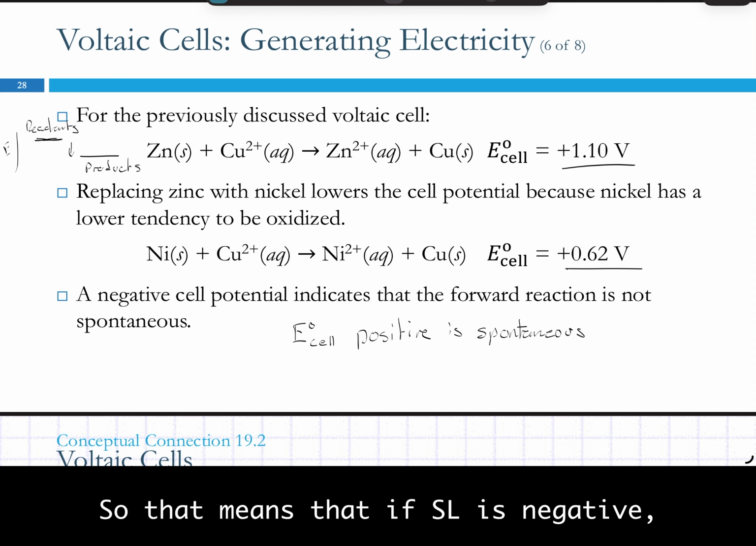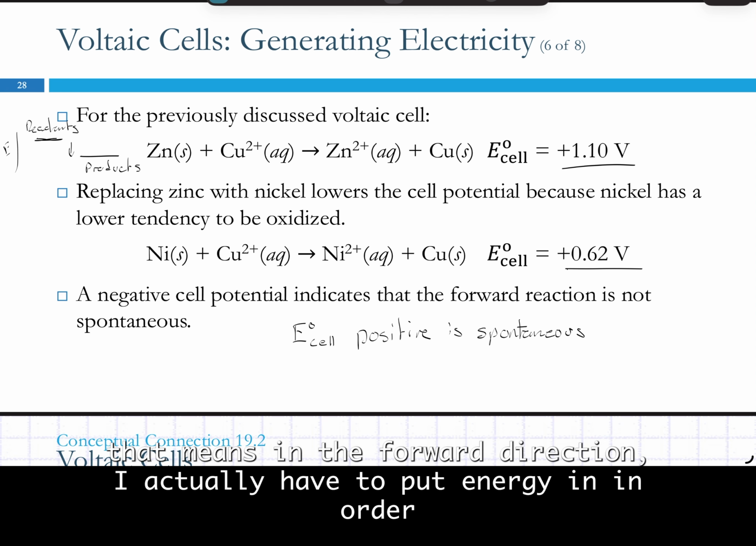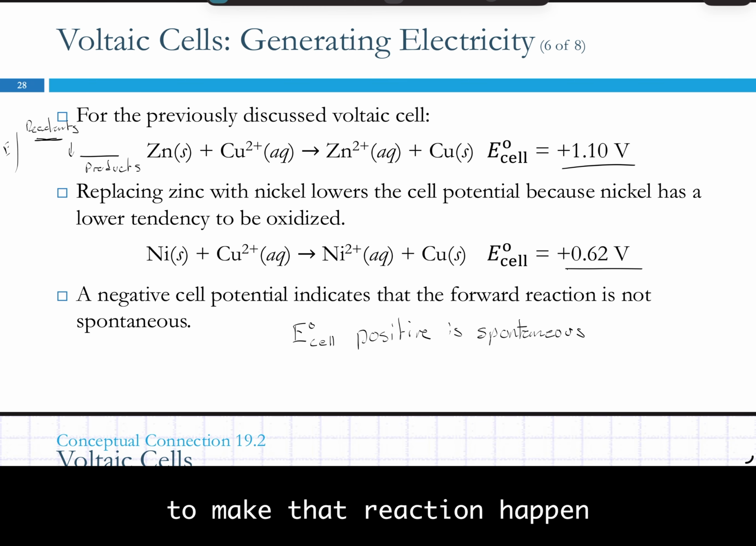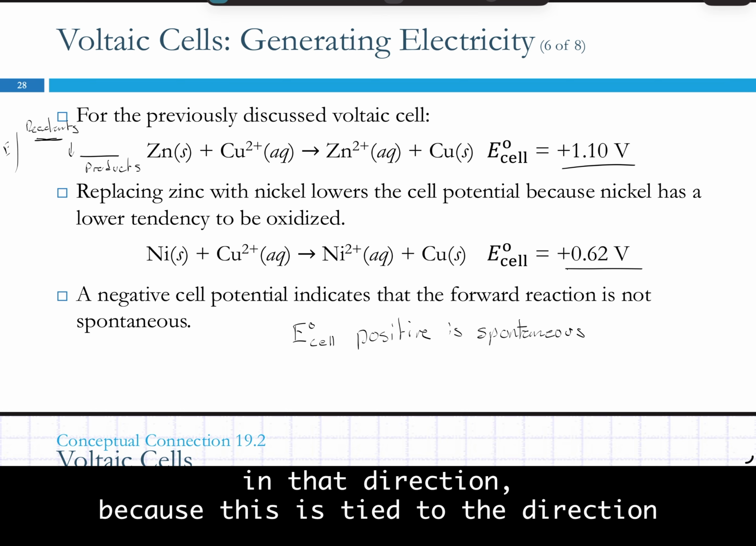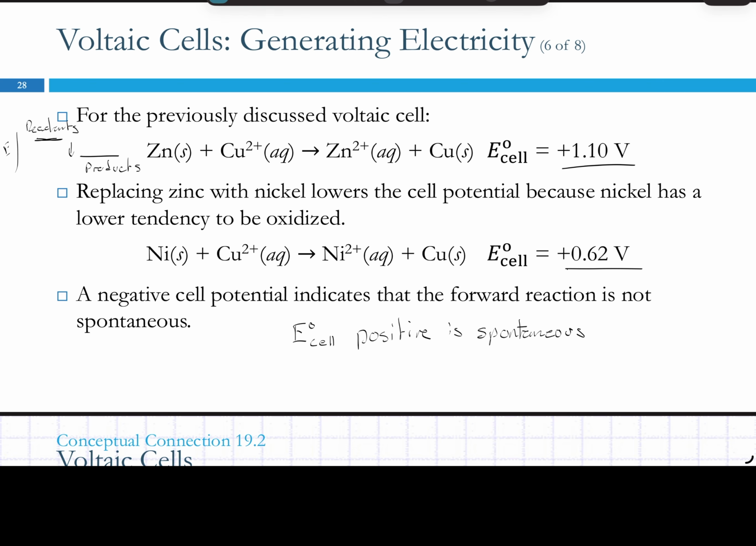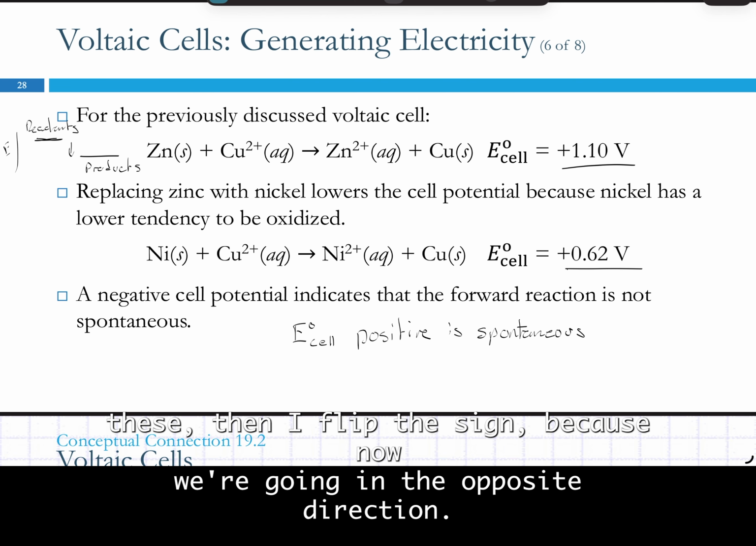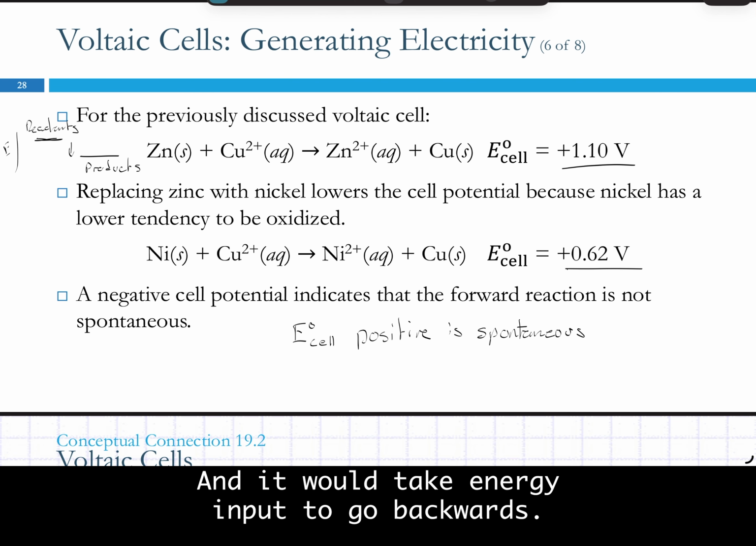So if E cell is negative, that means in the forward direction I actually have to put energy in order to make that reaction happen in that direction, because this is tied to the direction that the reaction is written. So if I flip these, then I flip the sign, because now we're going in the opposite direction, and it would take energy input to go backwards.